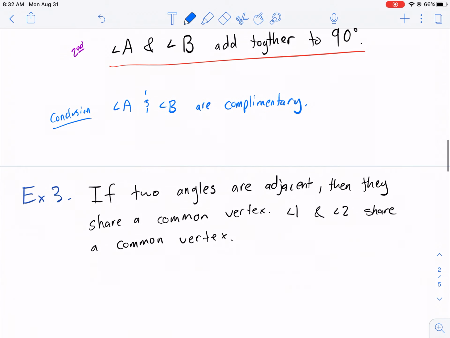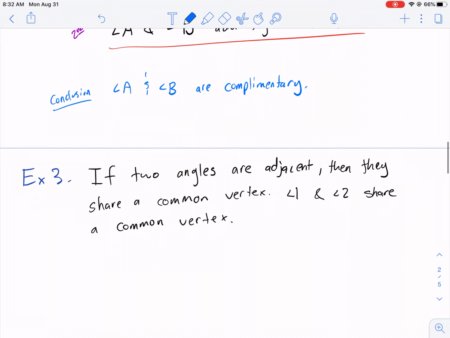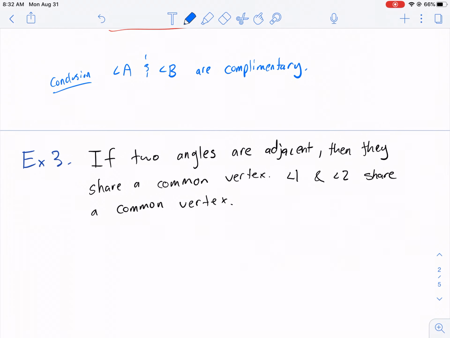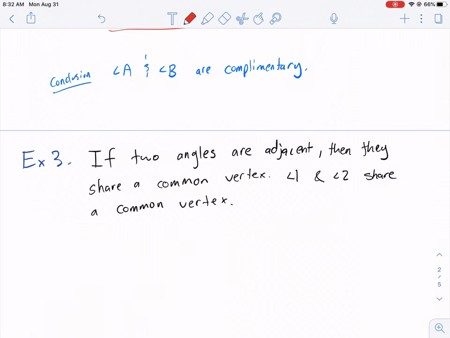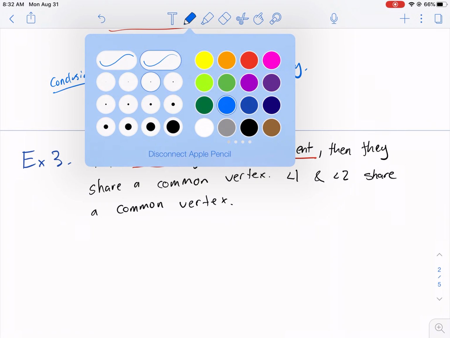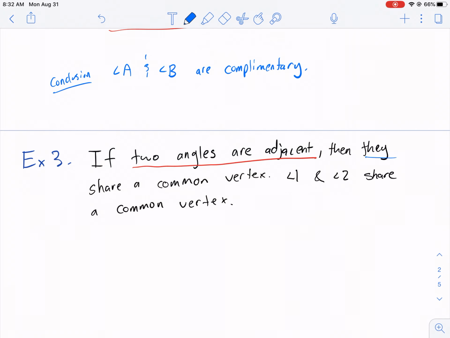Okay. Example 3, if two angles are adjacent, then they share a common vertex. Angle 1 and angle 2 share a common vertex. Okay, hypothesis, conclusion is first, step 1. Hypothesis, boom, two angles are adjacent. Conclusion, boom, they share a common vertex. Second statement, moving on. Does my second statement match my hypothesis? Let's underline it. Angle 1 and angle 2 share a common vertex.